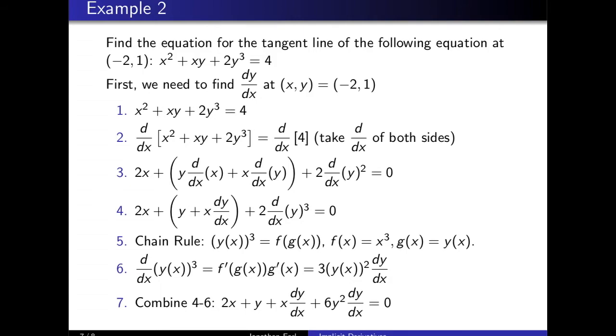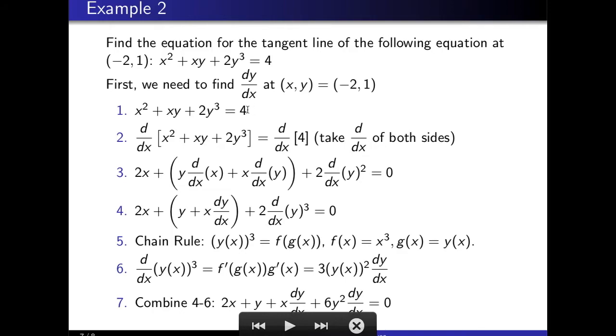So let's find the equation of the tangent line to x squared plus xy plus 2y cubed equals 4 at the point minus 2, 1. Okay, so one thing we could do if we really wanted is we could just make sure that the point x, y equals minus 2 and 1 is going to satisfy this relation. If we did, we'd have minus 2 squared, which is 4, plus minus 2 times 1, so we have 4 minus 2, plus 2 times 1, so we have 4 minus 2 plus 2, yeah, that's 4. Okay, so our point minus 2, 1 satisfies this relation.